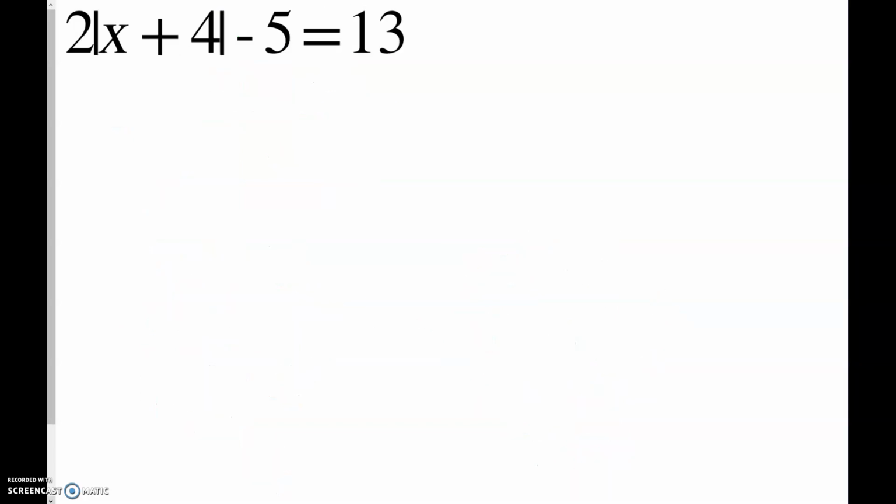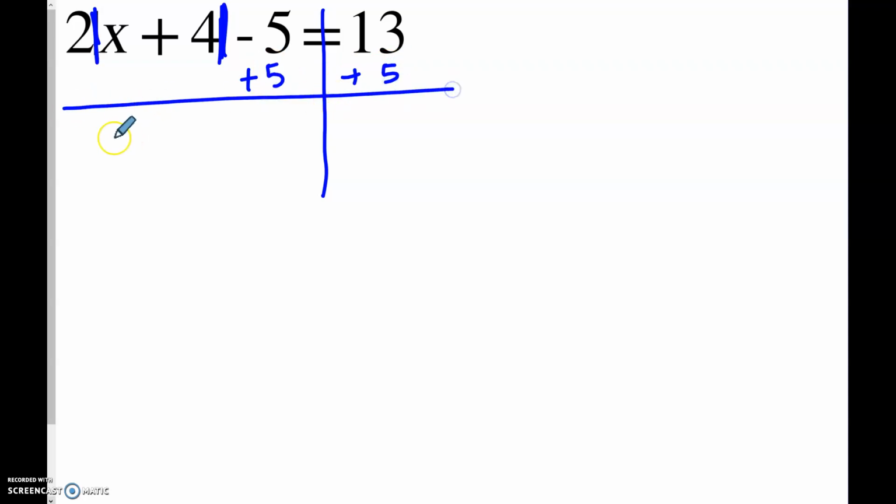All right, then from there, we went to not only numbers on the back end, but also in the front. And remember, when we're solving these, we're trying to get this absolute value all by itself. So in our order of operations, the first thing we're going to move is add 5 to both sides. So we still have this 2 in front, and we still have our absolute value of x plus 4. Negative 5 plus 5 is going to cancel out, and 13 plus 5 is 18.